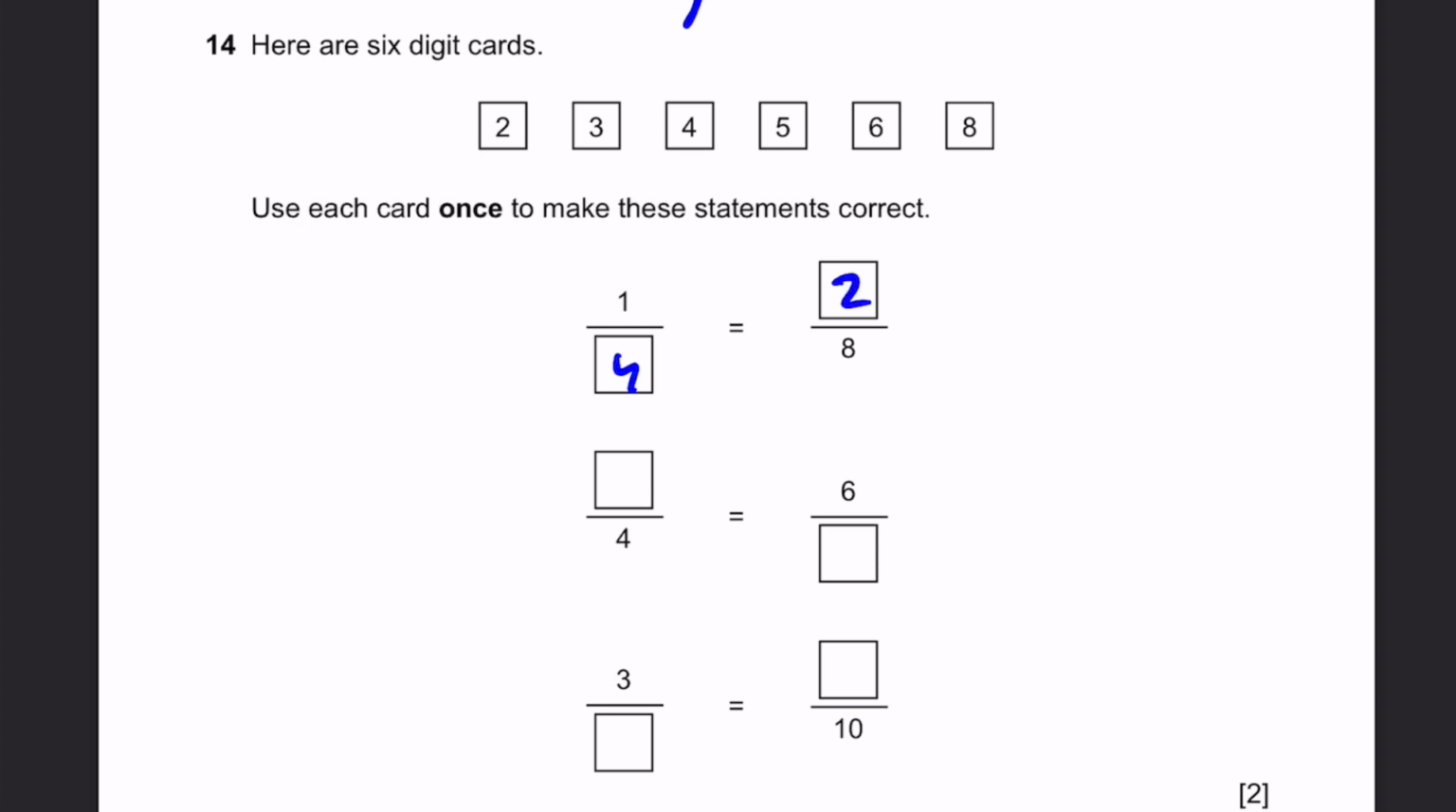Now I'll go to the second part. Dash by 4 equals 6 by dash. There's only one answer to this. 3 by 4 is equal to 6 by 8. And now the remaining numbers are 5 and 6.